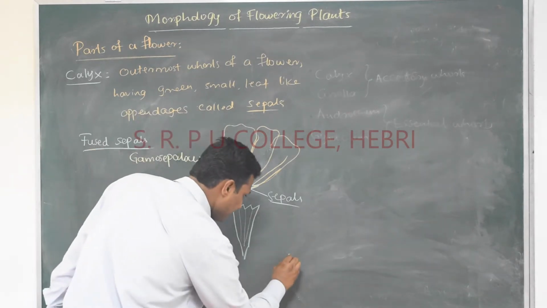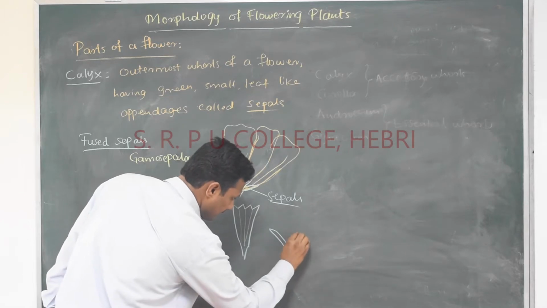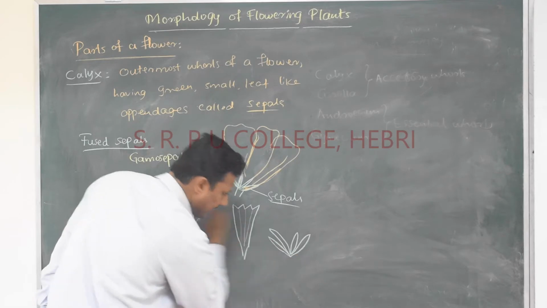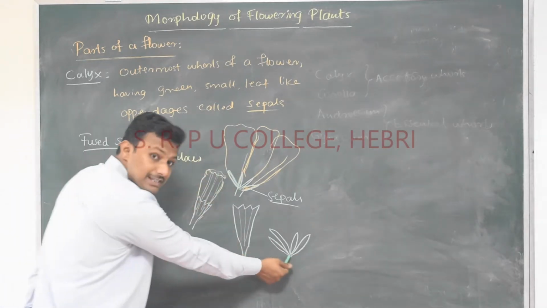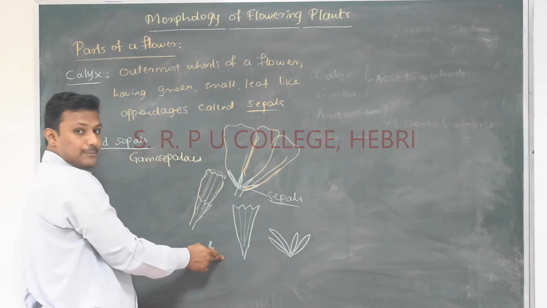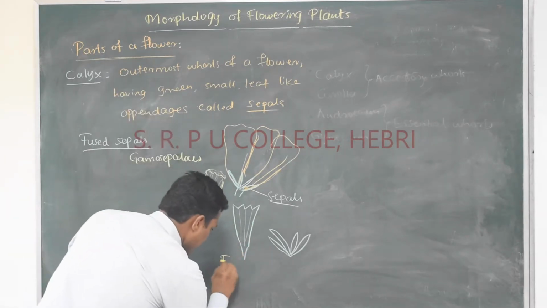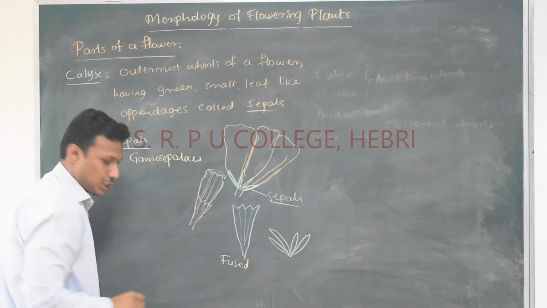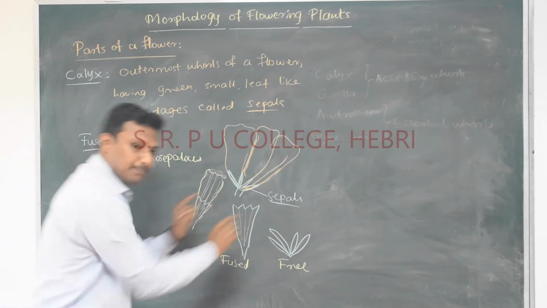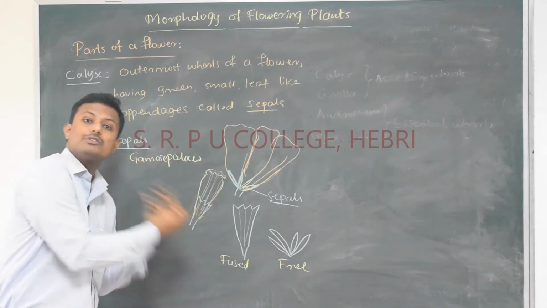Another instance, look, like in hibiscus, right? So this is another instance we can consider. Here also there are sepals. This is also one of the types of calyx. In this case, it is the fused condition. Here it is the free condition. Yes, free to the base. The sepals are free to the base. The sepals are fused at the base.